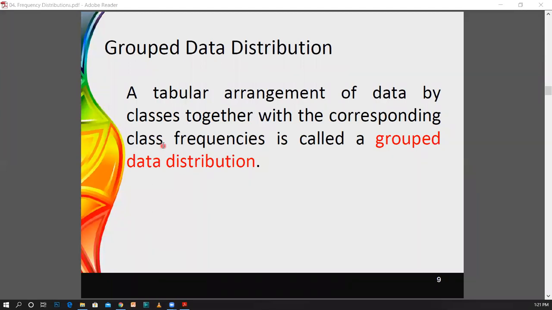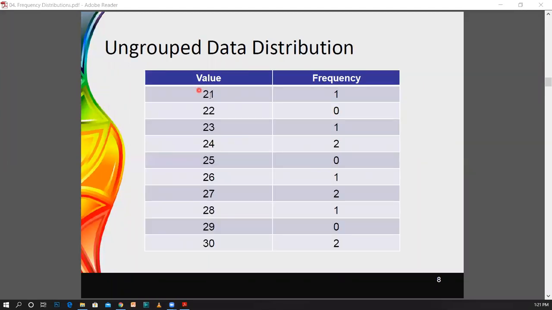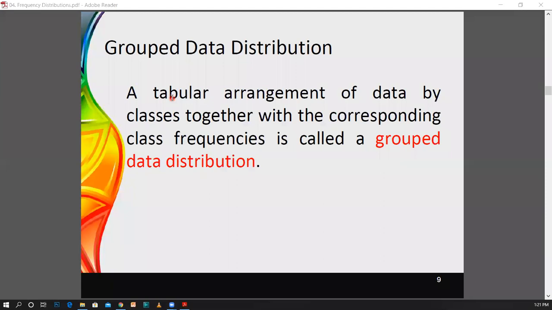It means that sometimes you can see a class from 20 to 24. Likewise, we can insert all these values inside one class. Therefore, it is just like we are grouping several values together. If you are grouping several values together as classes, then such a data distribution is said to be a grouped data distribution.